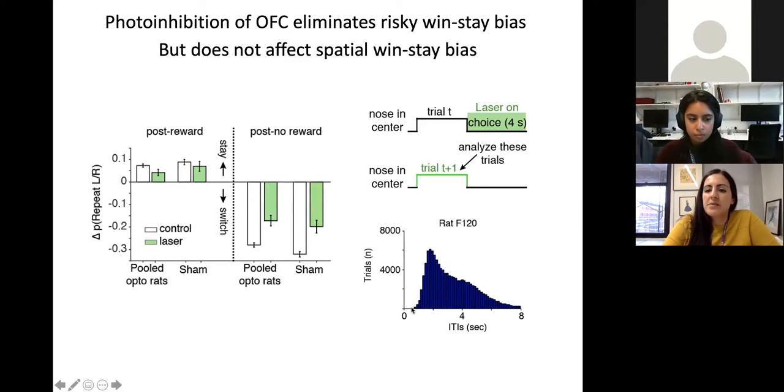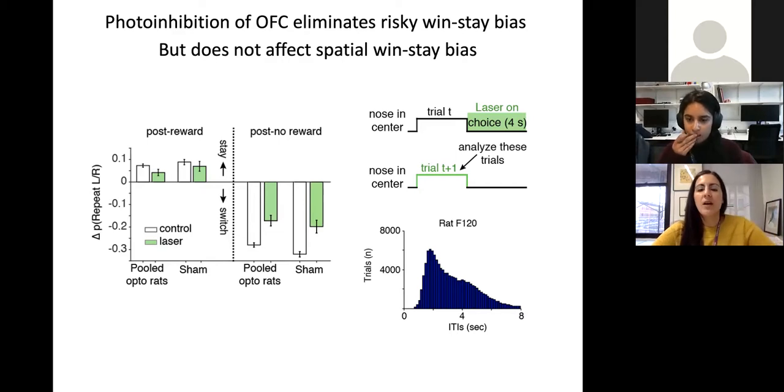And because the trials are self-paced, this is the distribution of intertrial intervals for a single rat. You can see most of them are actually less than 4 seconds. So this effect is because the bias itself is decaying with time. If we take that into account and only make these bar plots for long ITI trials, then there's no difference. So the photoinhibition didn't have an effect on the spatial win-stay bias.